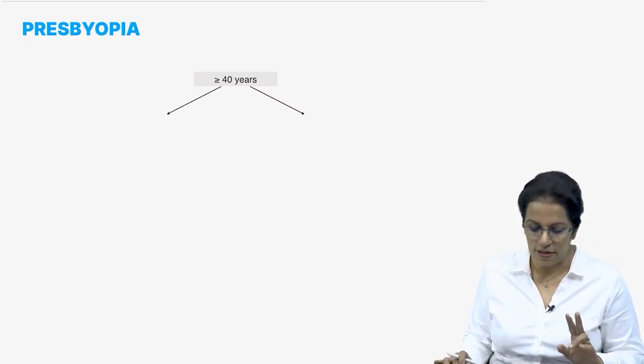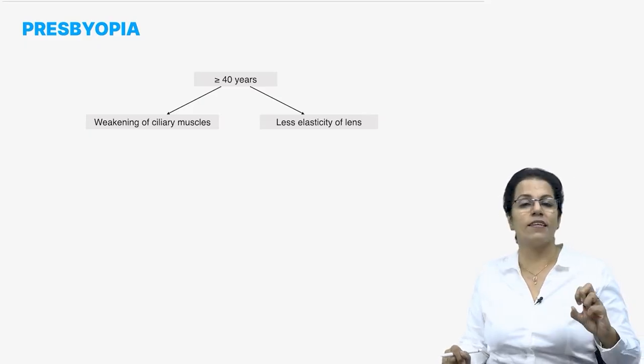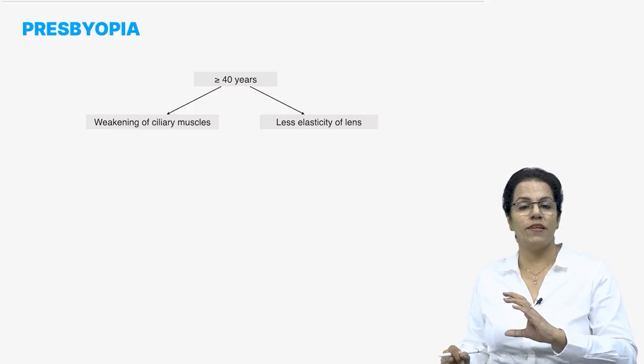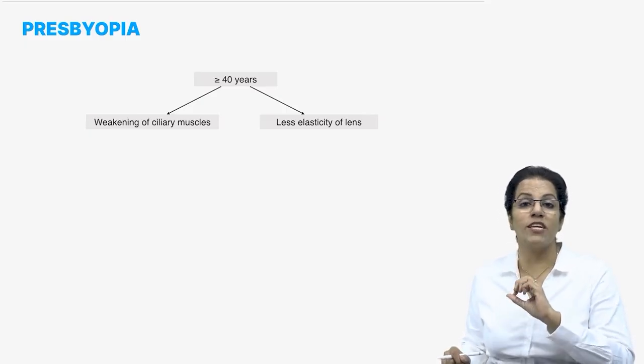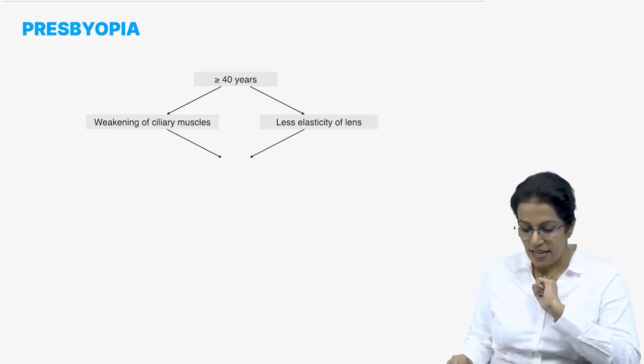So what happens after the age of 40 years? You know about the first 1, 2 and 3 steps of accommodation. What happens after the age of 40 or more than 40? Two important things. Number one, weakening of the ciliary muscles, so they can't contract that well, and less elasticity of the lens means it will not be able to change its shape that properly. So when this happens, what will happen?